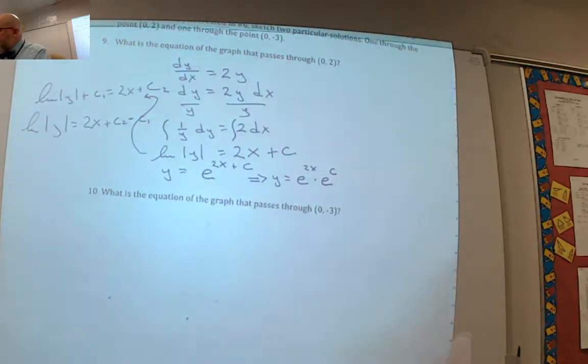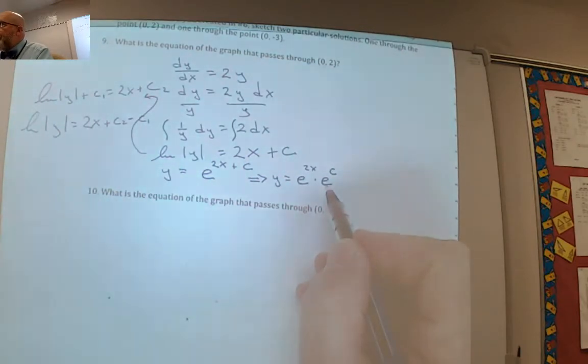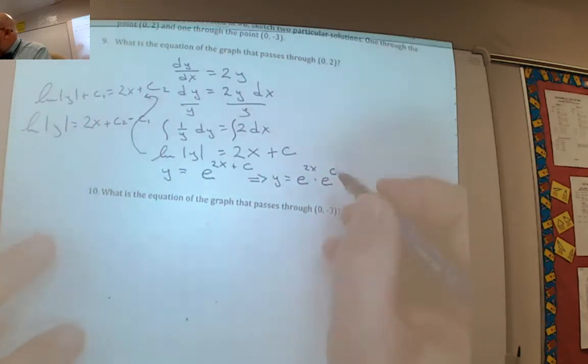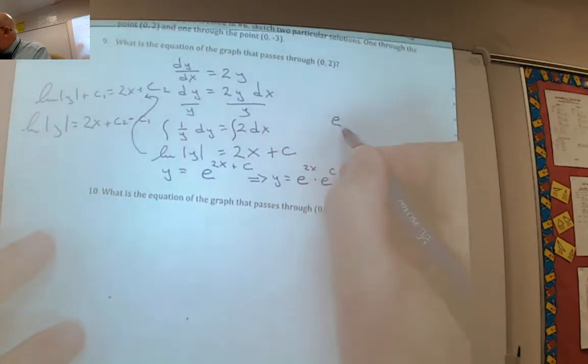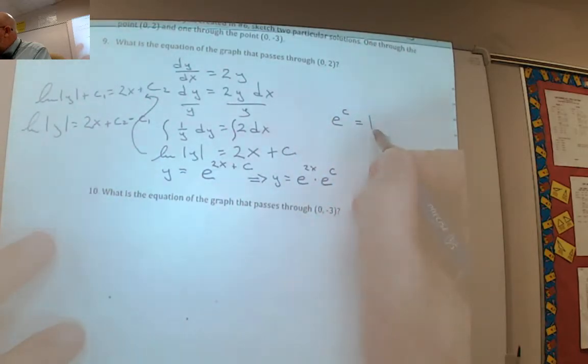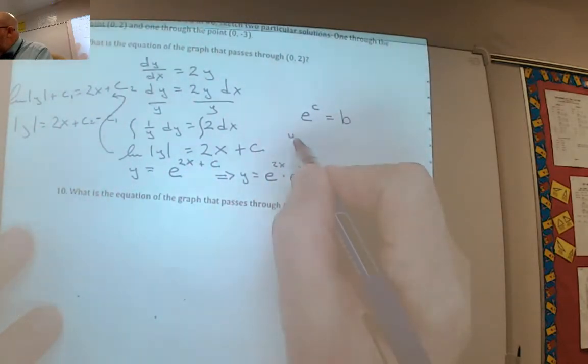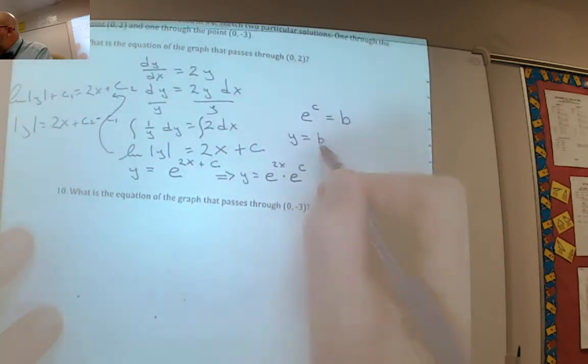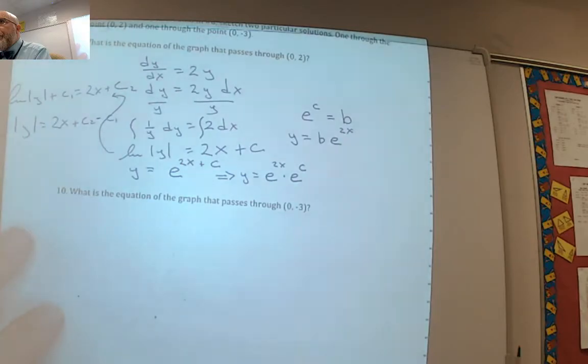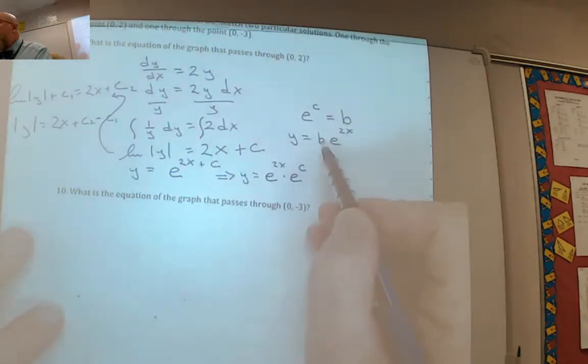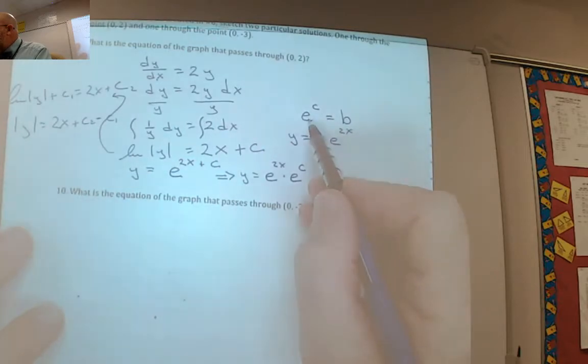So Matt, e is a constant. Yep. I'm raising it to a constant power. I don't know what that power is, but I know I'm going to get what as an answer? A constant. So what we do is we say that e to the c is going to be a constant that I'm going to call b. And so now my equation is this. y equals b e to the 2x. It is some constant that is created by taking e to some power.